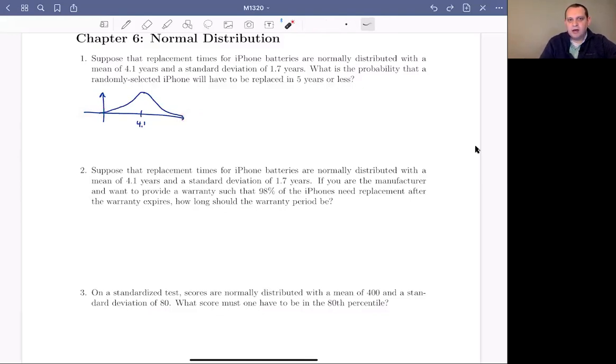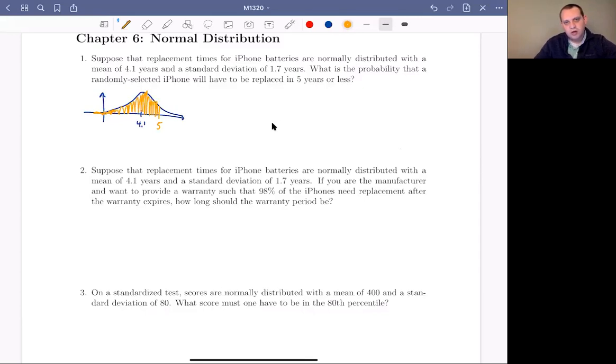Given that model, we want to know what's the probability that a randomly selected iPhone will have to be replaced in 5 or fewer years. The idea is that we want to think about the cutoff 5. Then what we're asked to do is find this area, the area from 5 all the way down to negative infinity. Really this includes stuff over here too, even if that doesn't strictly make sense for the example that we're studying. There's a few different ways that we can do that.